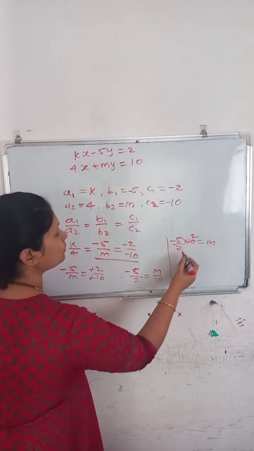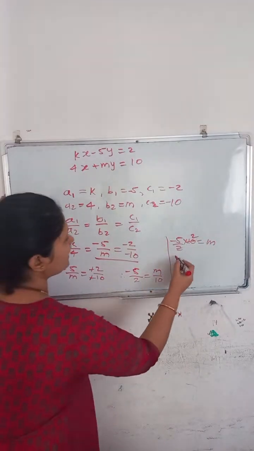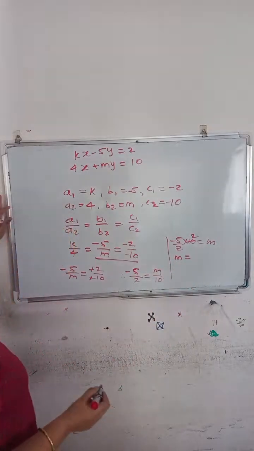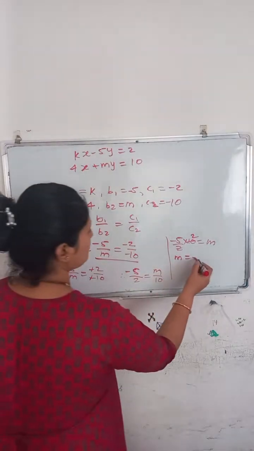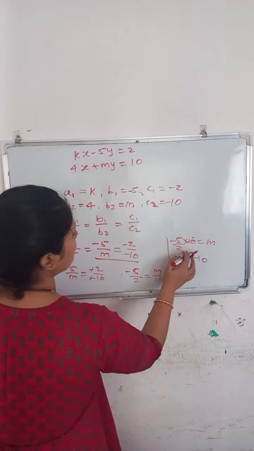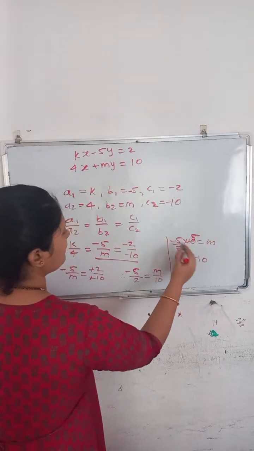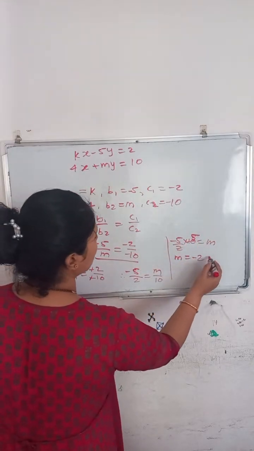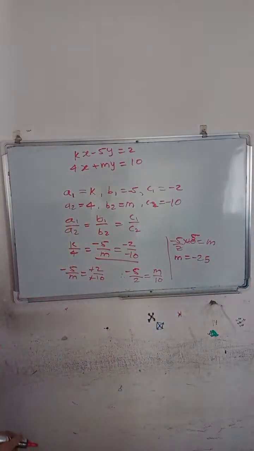So this is 2. Okay, so I am getting m is equal to minus 10... sorry, 5 5s are 25. So m I got as minus 25.